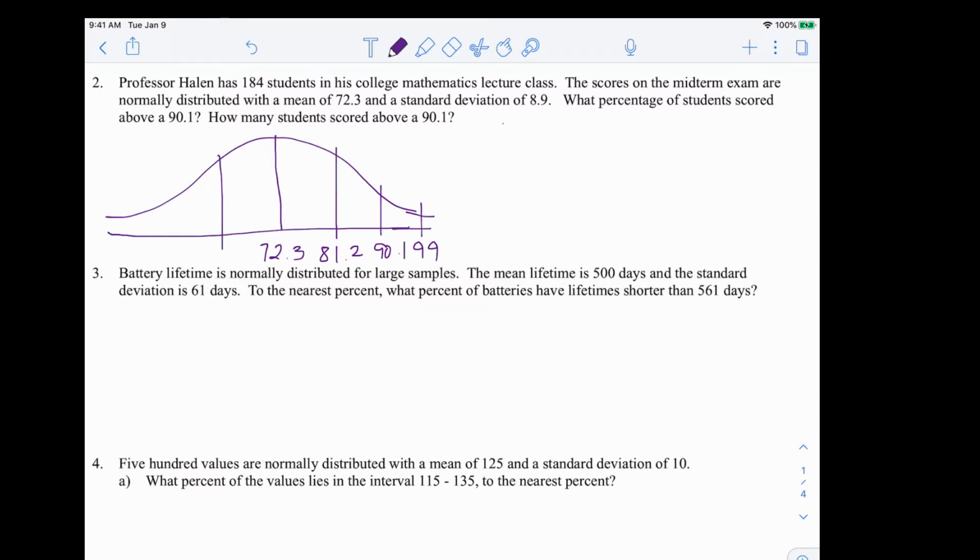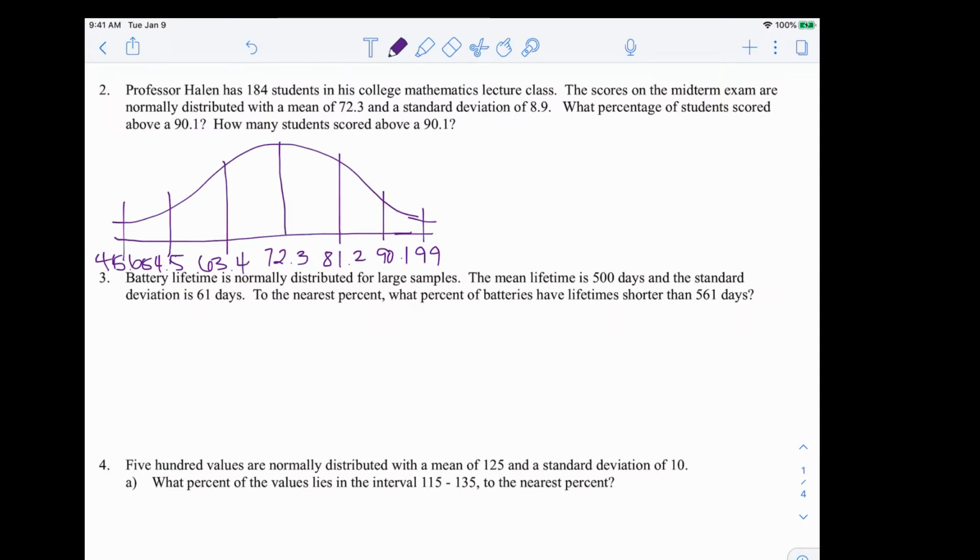1 standard deviation below is going to be 63.4. 2 standard deviations below is 54.5, and 3 standard deviations below is 45.6. So we're looking for the probability that a student will score above 90.1. So 90.1 is right here. So I'm looking for all of this area up here.